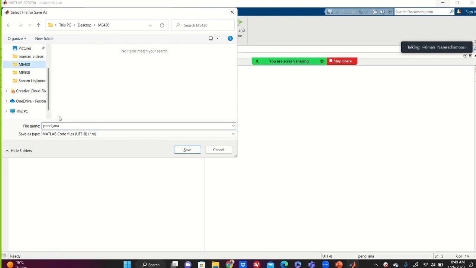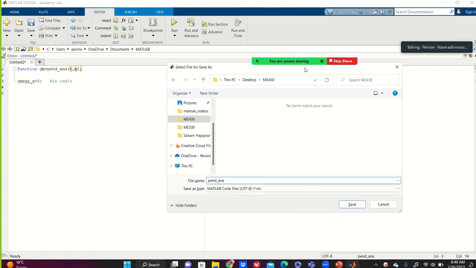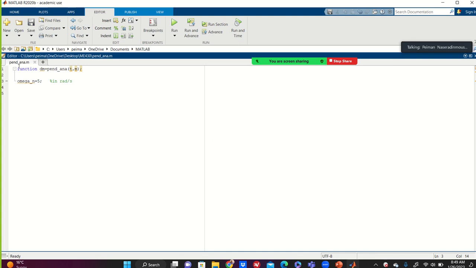I'm going to ME430. You see that MATLAB code files are M files. Do you see this M file? You cannot change it. This name must be exactly the same as this name. If you change it, it's gonna give you a syntax error. So I'm not changing it: pendulum underline analysis, ANA. Save. You see the file name changed. Clear, everybody? Yes? Good.